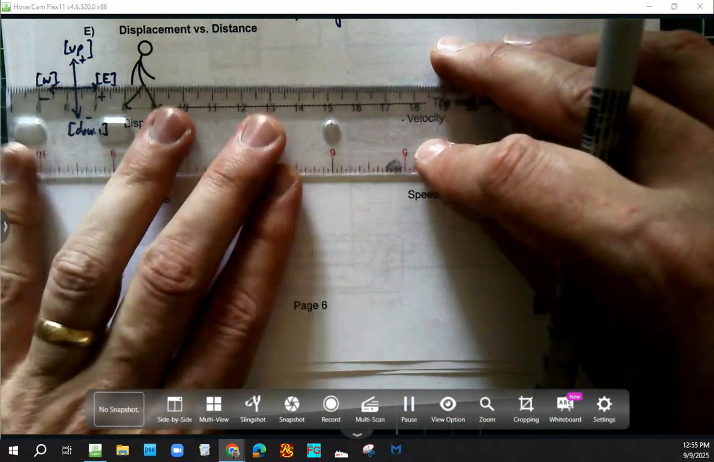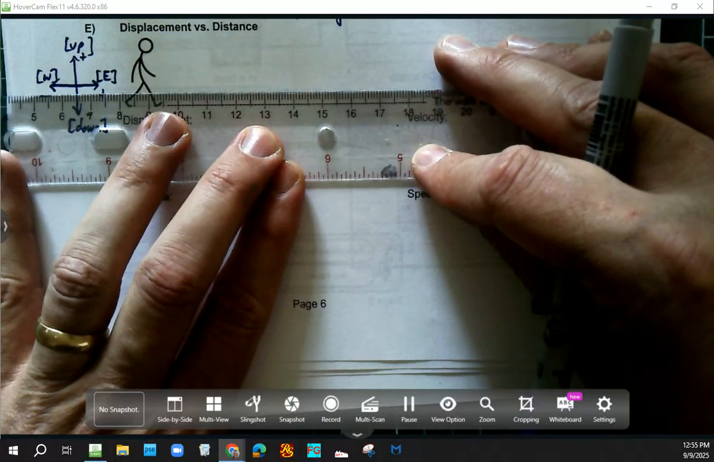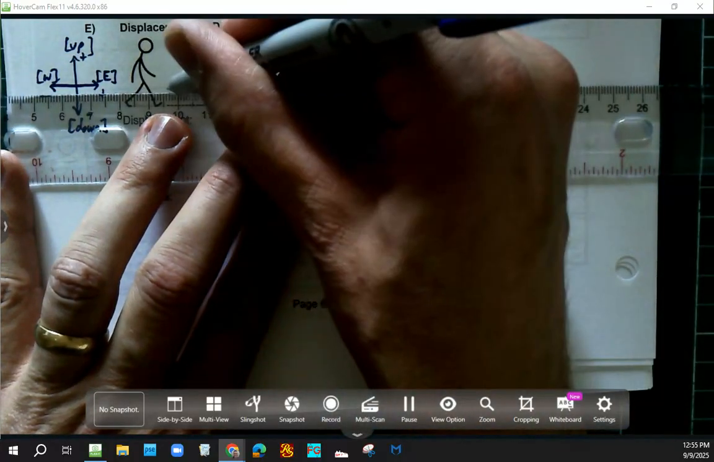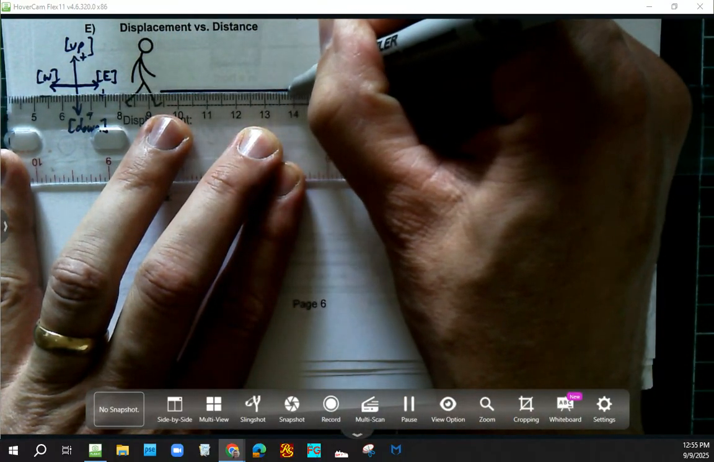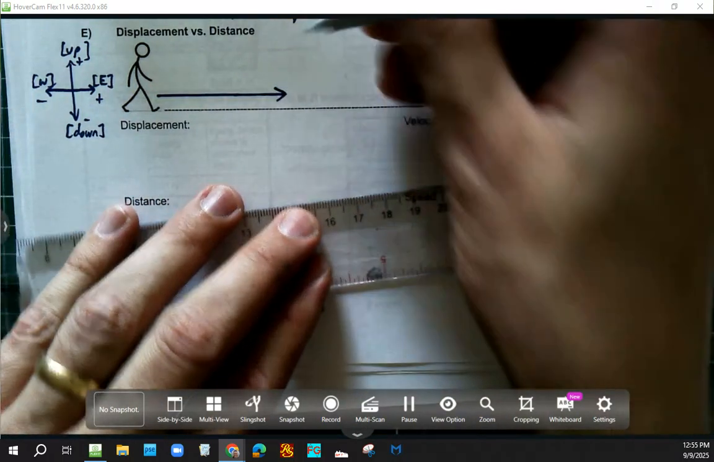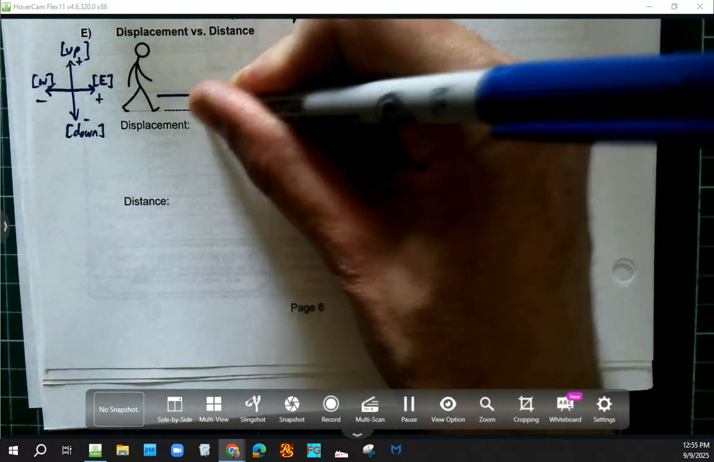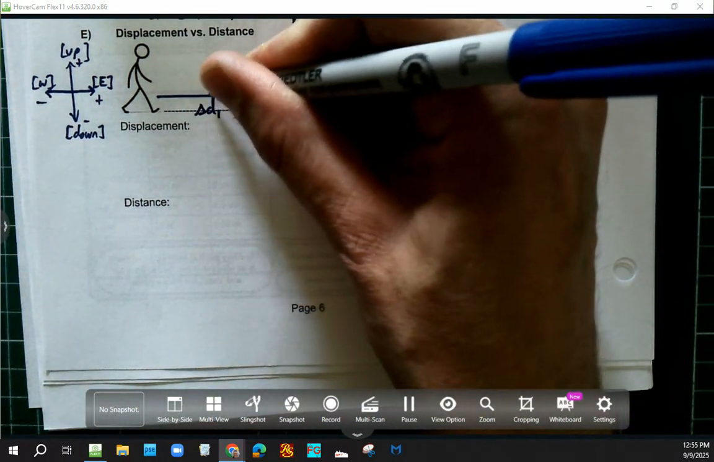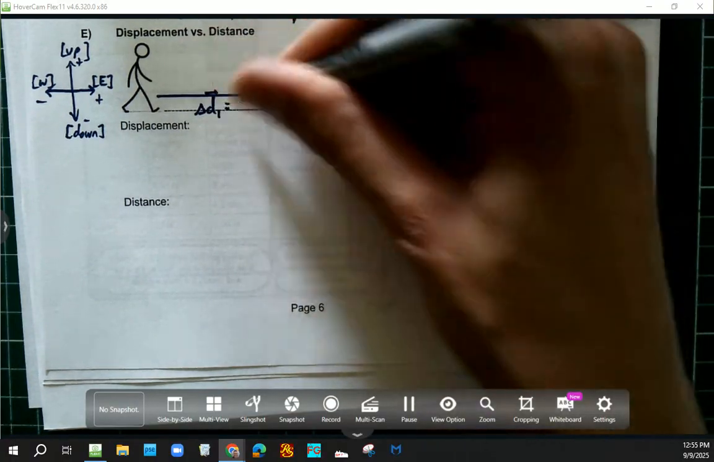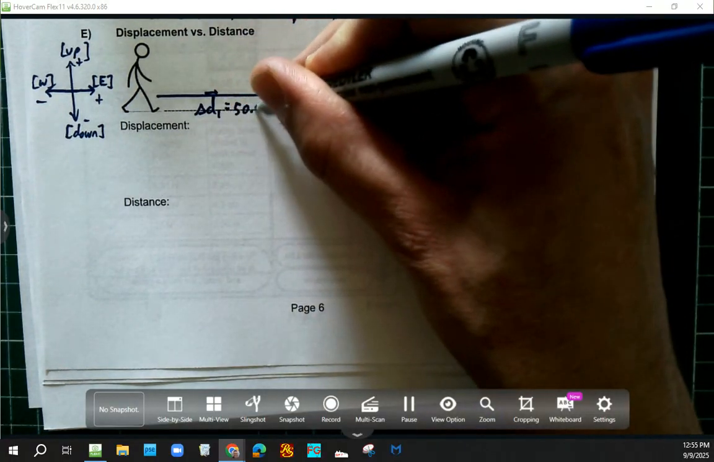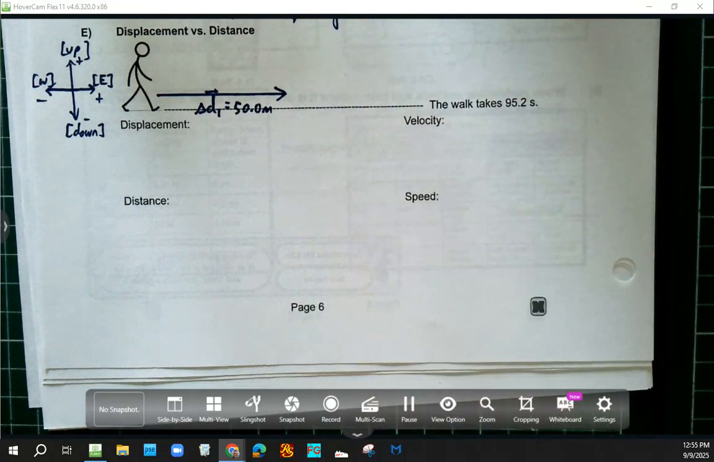Now, if this person's traveling towards the east, I'm going to start off with a vector diagram here. I've got my clear ruler. I'm going to say, okay, well, this person's going to be going this way. I'm going to say this person travels east. Displacement 1 is equal to 50.0 meters.